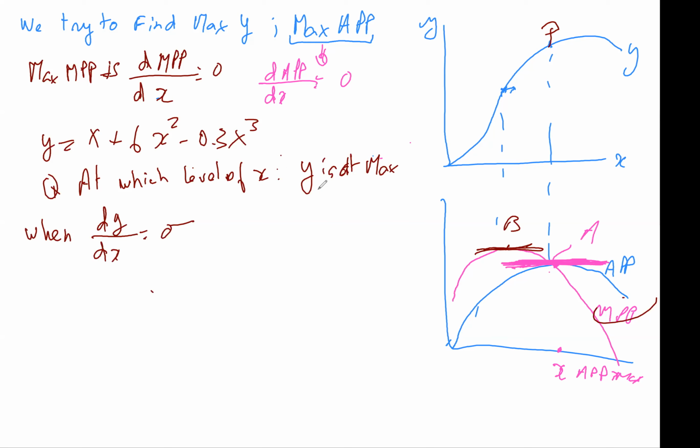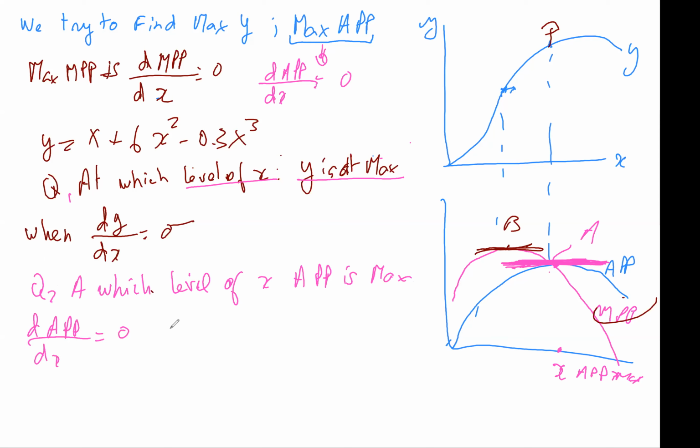Next, at which level of x is y maximum? Question 1, question 2: at which level of x is average physical product max? Well, the derivative of average physical product equals 0. That will give me this x here.